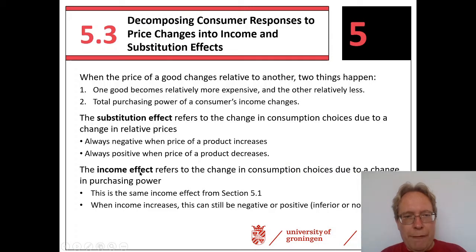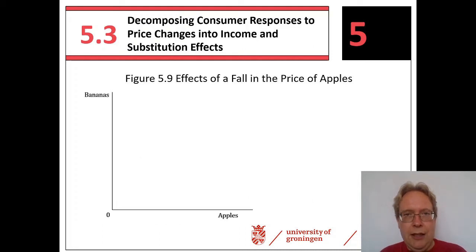But then there's also an income effect. So the income effect, very similar to what we had in section 5.1, refers to the change in consumption choice purely due to a change in purchasing power. And we have seen that this income effect can be negative or positive, because we can have an inferior or normal good. So when income increases due to a price decrease, then that could go either way. And the total effect is, of course, the sum of those two effects. Okay, this requires definitely some more explanation.